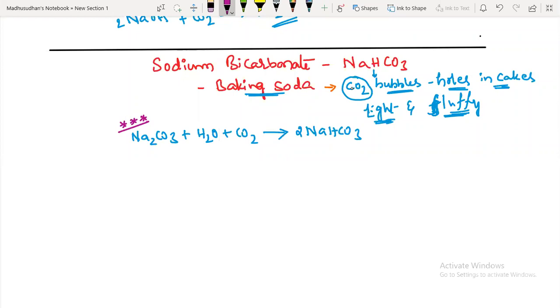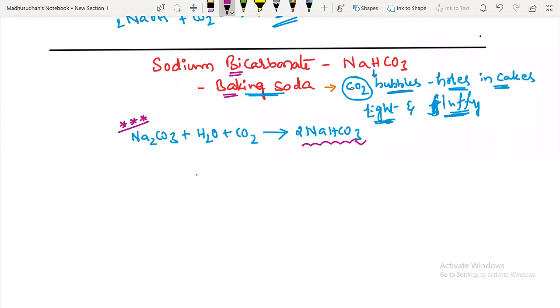This is the only method of preparation for this. Sodium bicarbonate you are getting. Bicarbonate is baking soda. Sodium carbonate is washing soda. Sodium hydroxide is caustic soda. Okay, guys. All of them are soda only. Isn't it?